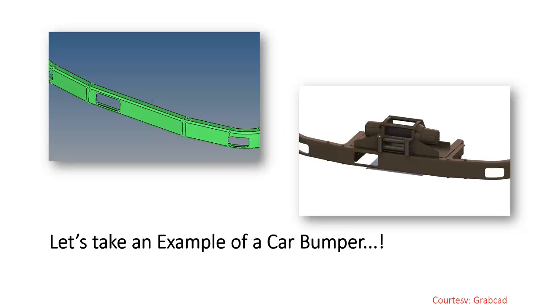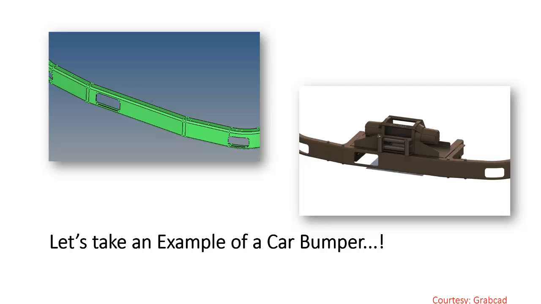Let's take up a small example called car bumper. It's a curved beam with lots of cutouts, lots of fillets. It could be any cross section. Sometimes it's rectangular, sometimes it's circular, sometimes it's square, sometimes it's an eye. So it's an irregular shape in reality. So how do you solve this problem for stresses and strains and deformation?